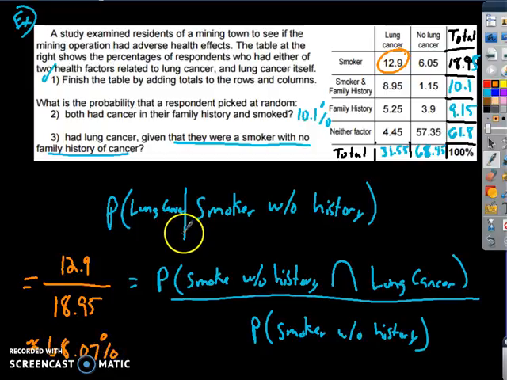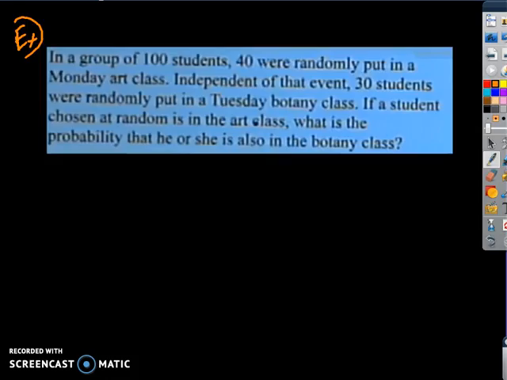That would fit this. So it equals 68.07%. They will have lung cancer given that they also smoke without a family history. All right, last example. All right, new question.